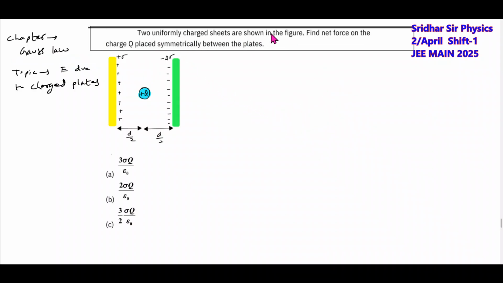Two uniformly charged sheets are shown in the figure. Find the net force on the charge placed symmetrically between the plates. So this is the topic: Gauss law, electrostatic Gauss law, and E bar due to the charged plates. The question is based on that one. So here they have kept the point charge in between the charged plates. We have to calculate the force acting. Find the net force acting on the charge. This plate will produce the electric field E1.